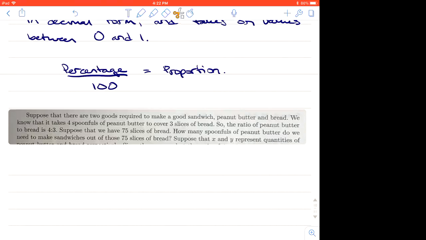Okay. Then suppose that we have 75 slices of bread. How many spoonfuls of peanut butter should we have? There's lots of ways that we can solve this, right? And whatever comes to you naturally, that's the way that you should stick with, okay? So if it doesn't come to you in the way that I'm gonna solve it, that's fine, right? As long as you get to the same answer, then you're good, okay?